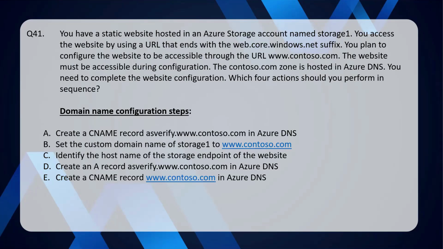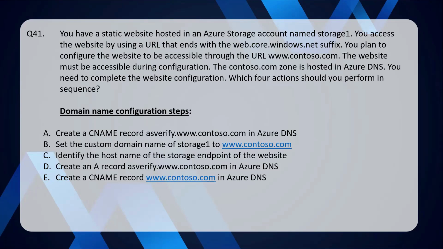And friends, we are talking about domain name configuration steps here. And your options are: create a CNAME record as verify.www.contoso.com in Azure DNS, set the custom domain name of storage1 to www.contoso.com, identify the host name of the storage endpoint of the website, create an A record as verify.www.contoso.com in Azure DNS, create a CNAME record www.contoso.com in Azure DNS.